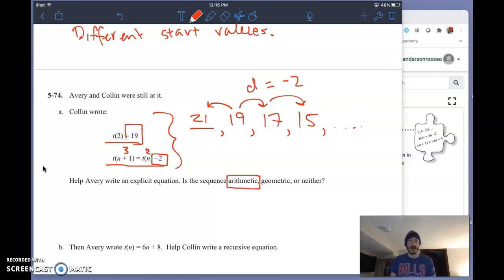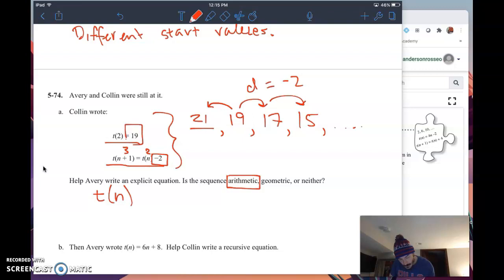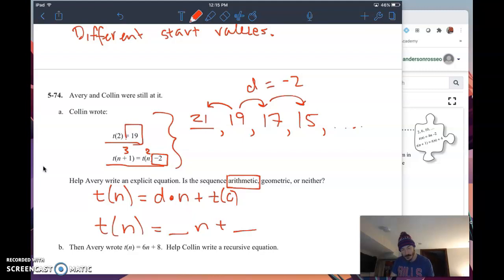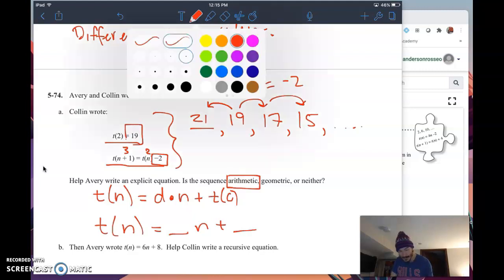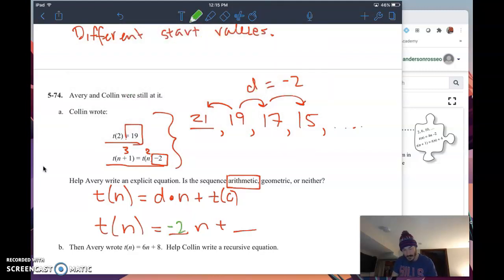Okay. Avery wants to write that explicit equation. Here's a reminder of the explicit format. D times n, plus t of 0. Okay, well this is actually really manageable. I'll put a blank in for the slope and a blank in for the intercept. Well, the slope, pretty easy. We can have a negative slope. Slope is just negative 2. But now we need to figure out what that intercept is.